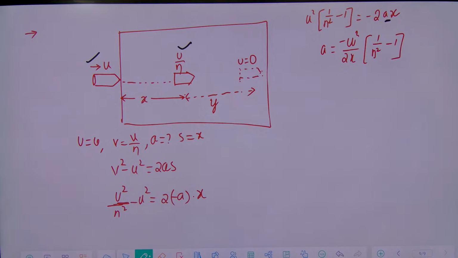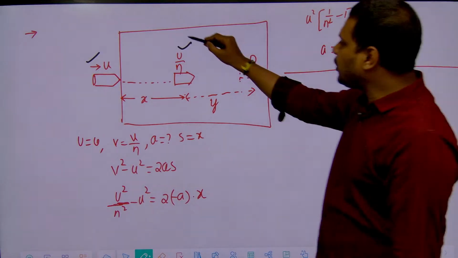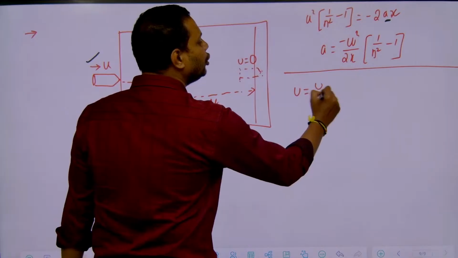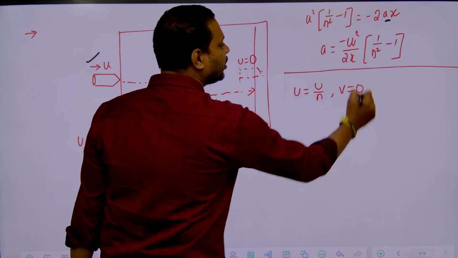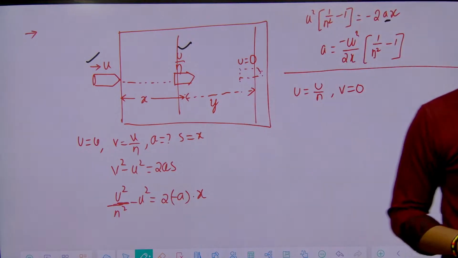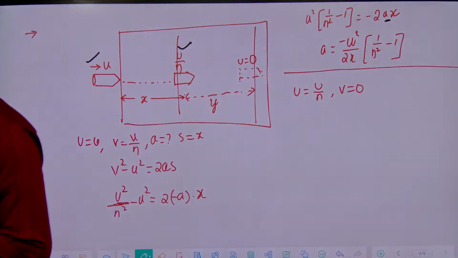Got it? Are you clear up to here? Okay na? Next చూడండి అమ్మా. If I take the second part, what is the initial velocity? u by n. What is the final velocity? 0. Okay na? ఇప్పుడు చూడండి, v square minus u square, v equal to u plus at, s equal to ut plus half at square.